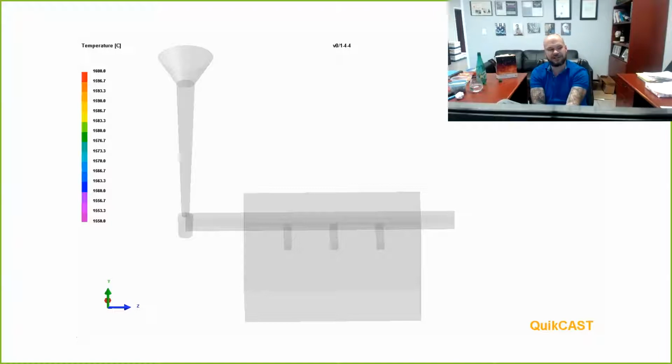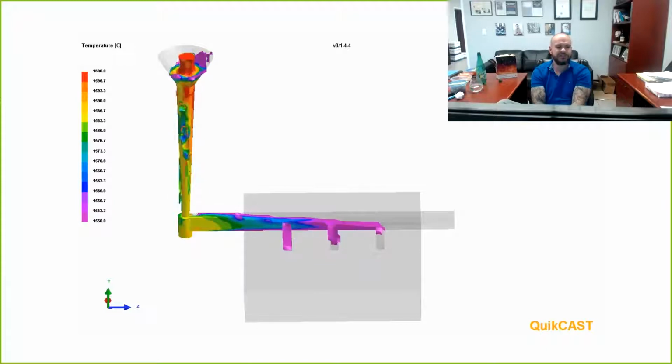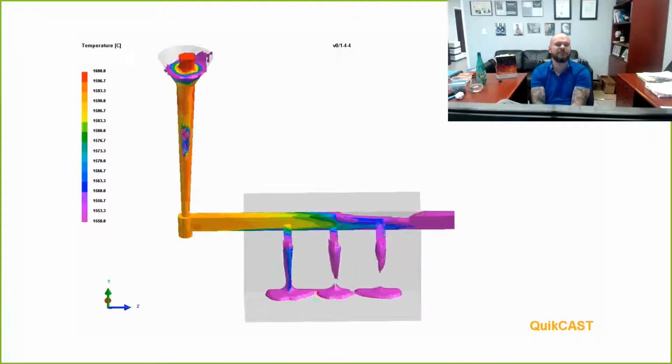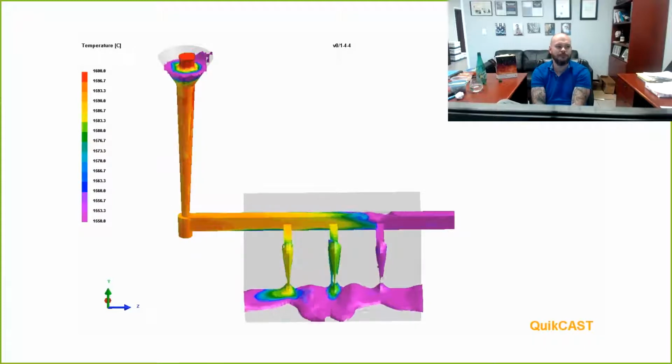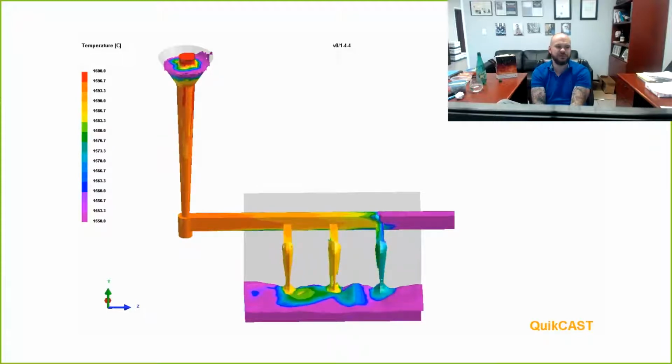So let's take a look at this simulation running. The color gradient in this simulation is temperature. First thing we're going to notice is that there's a very strange temperature fluctuation taking place in both the pouring cup and the sprue, and an obviously very poor thermal distribution within the runner itself.